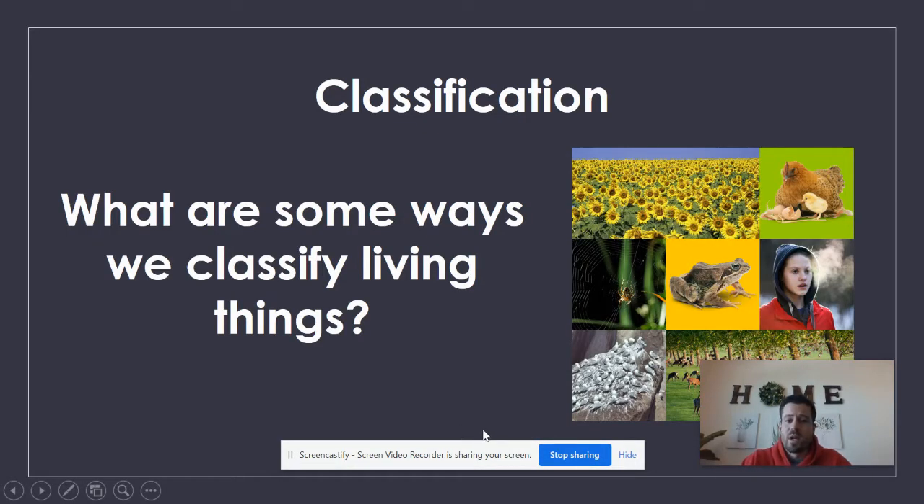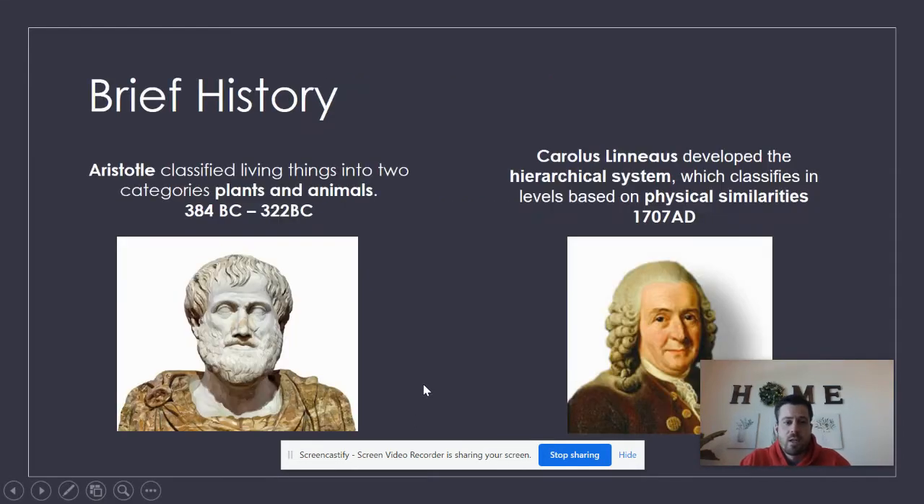So what are some ways that we classify living things? Take a moment, pause the video, think about it. Well, you might have thought about plants, animals, mammals, or insects, right? Well, let's talk about how scientists classify living things.